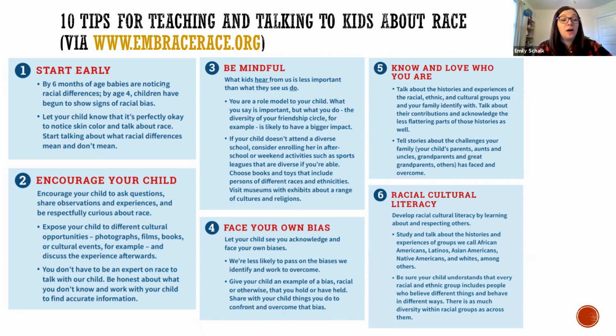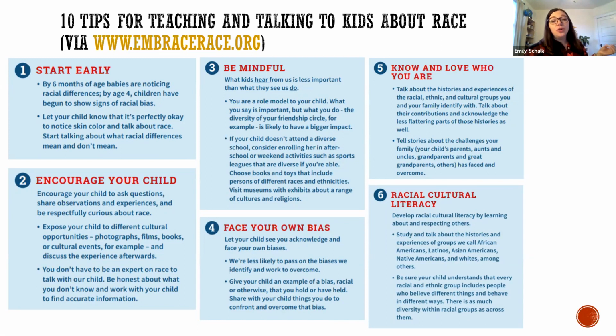The second thing is to encourage your child to ask questions and share observations and experiences and be respectfully curious about race. This can be done by exposing children to different cultural opportunities, such as the books that we're going to go over today. I'm not an expert on race, but you don't have to be an expert to start talking to your children about race. You need to be honest about what you don't know and work with your children to find accurate information, and there are tons of really great resources like embracerace.org that are helpful for this.